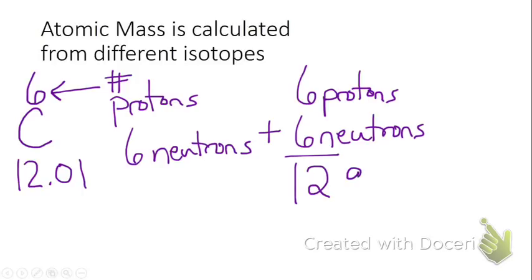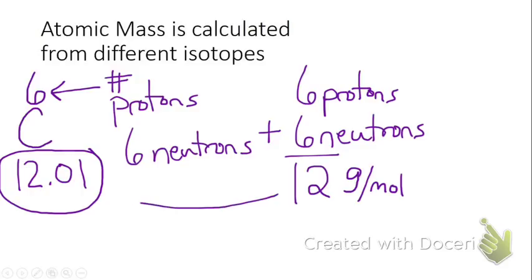I will write atomic mass units from here on out as grams per mole. That is the atomic mass. So, carbon should be 12 grams per mole. However, if you look at a periodic table, the atomic mass of carbon is actually 12.01. Why is it 12.01 and not 12?